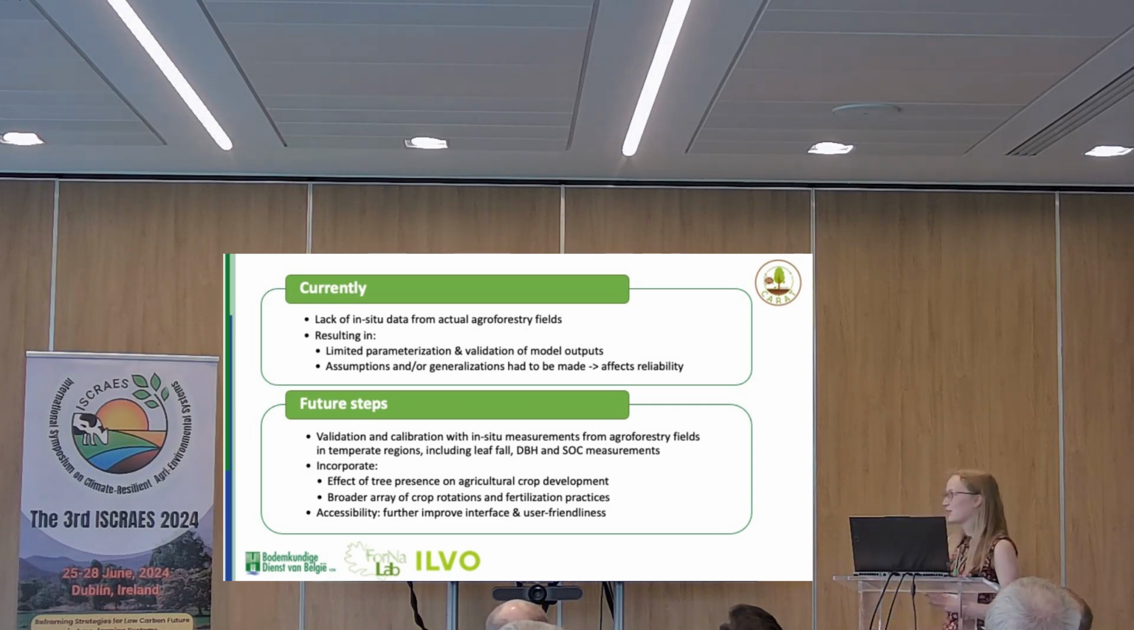Also, some things we would like to incorporate in the next couple of years is the effect of the tree species on the actual crop development. And a broader array of crop rotations and fertilization practices. And an important point for us is also the accessibility of the tool. We want to reach as broad a public as possible with our tool. So we would like to further increase the user friendliness if possible.